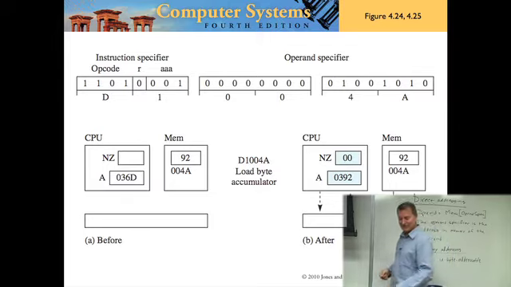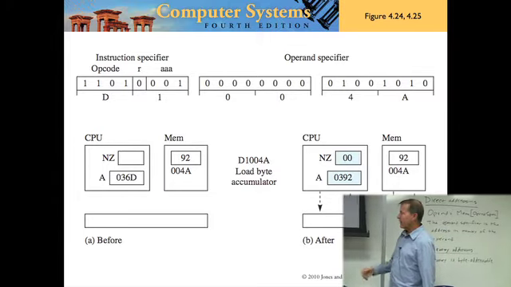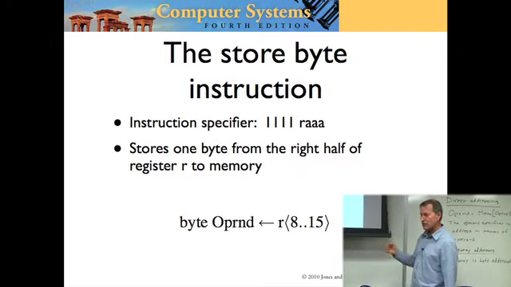Now, if there is a load byte instruction that goes from memory to the CPU, there's also a store byte. And you see what it does here? Byte operand gets R[8-15].